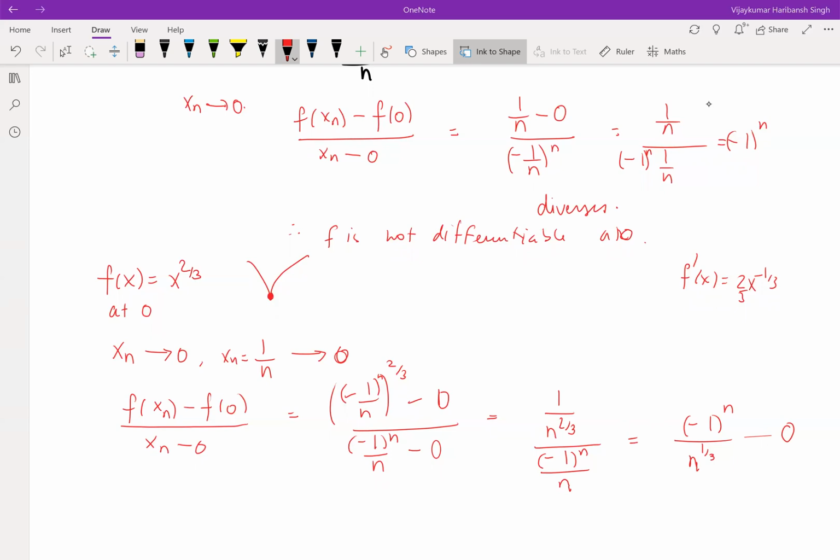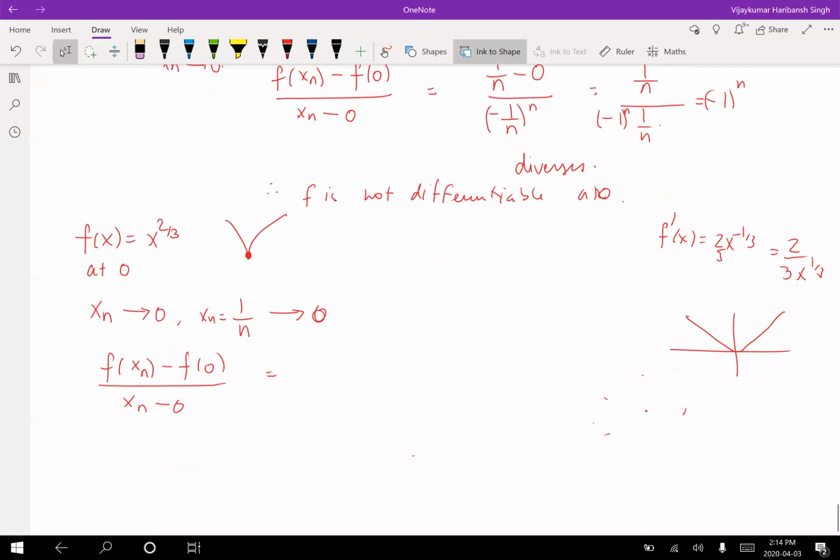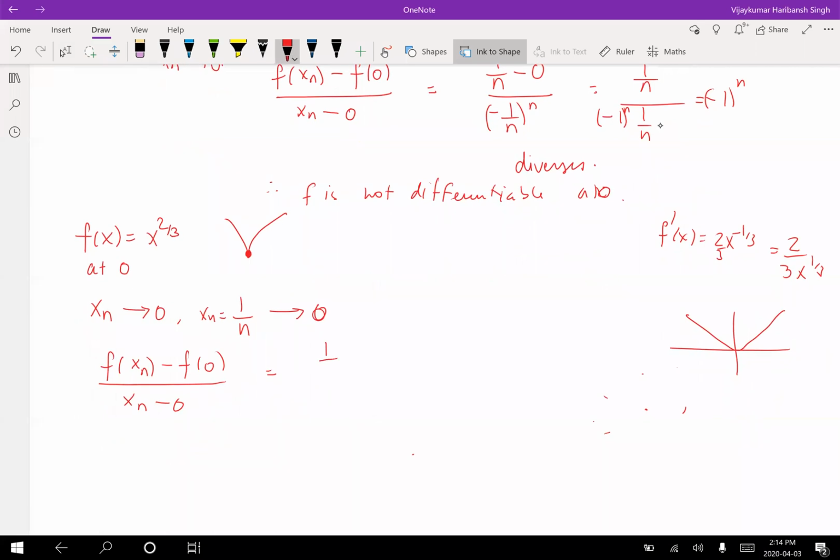In this case, you will get 1 by n to the power 2 by 3 minus 0 over 1 by n minus 0. And as you guys rightfully said, this is basically multiplying by the reciprocal of this guy. So this is going to be 1 by 1 by n to the power 2 by 3 multiplied by n, which is n to the power 1 by 3. And this goes to infinity as n goes to 0. So it diverges to infinity.